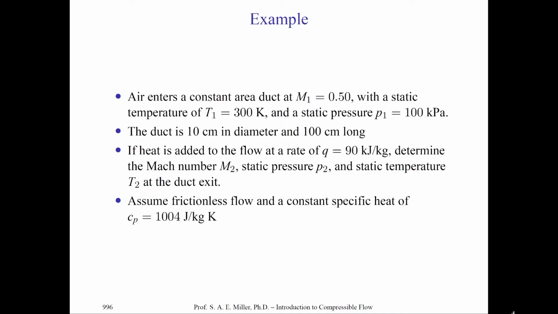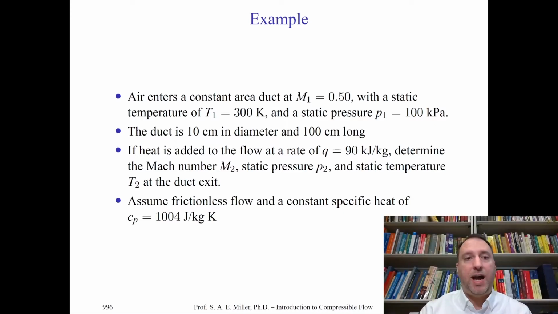Let's do another example to solidify these particular concepts. In this case, we'll have air which will enter a constant area duct at M1 equals 0.5. That's exactly half the transonic condition. We'll have a static temperature, T1 of 300 Kelvin, and a static pressure, P1 of 100 kilopascals. The duct indeed is 10 centimeters in diameter, and it's 100 centimeters long.